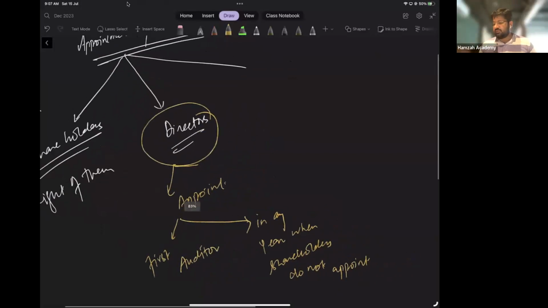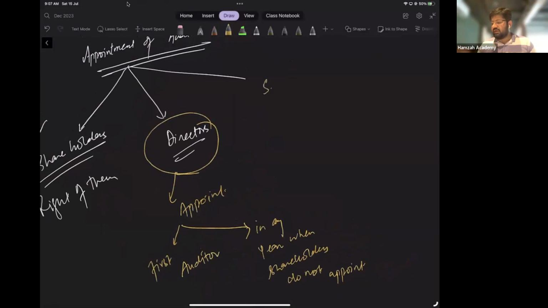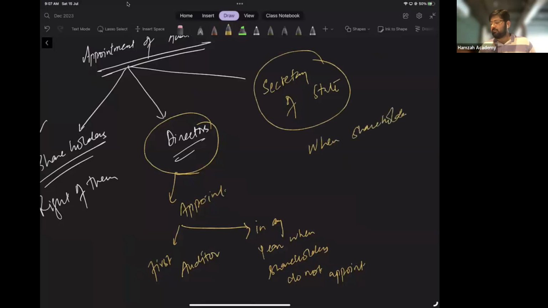Next, third. The third then becomes the Secretary of State under abnormal circumstances. Abnormal circumstances: when no one appoints, when shareholders and directors do not appoint an auditor, then the Secretary of State appoints the auditor.